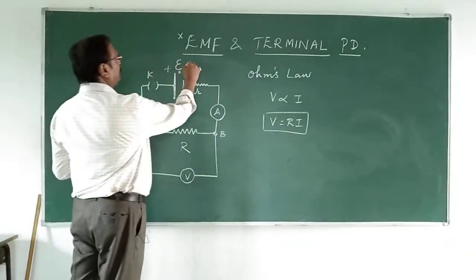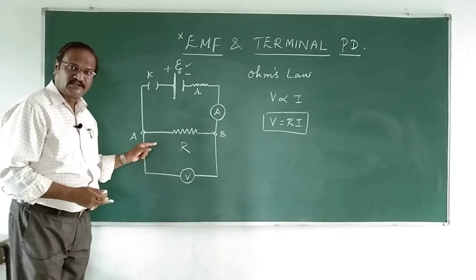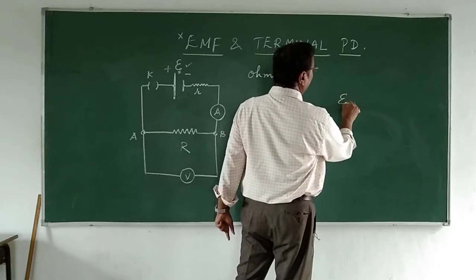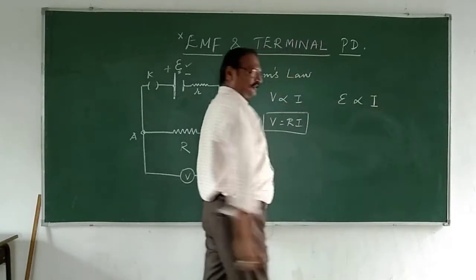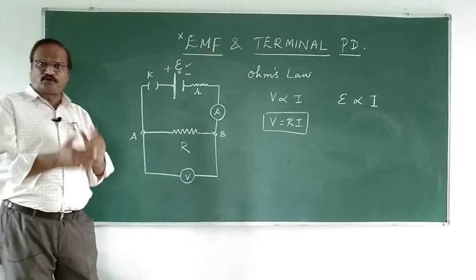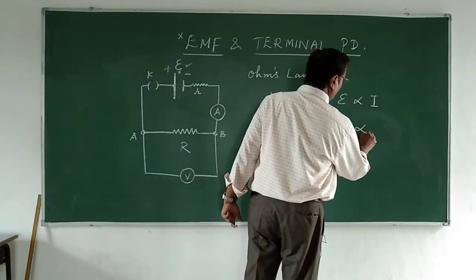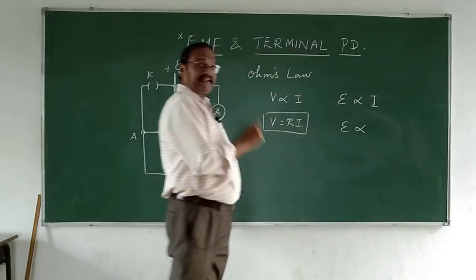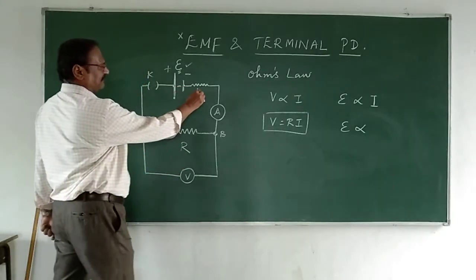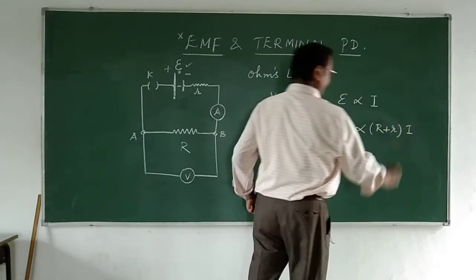Now, we introduce the term called EMF. EMF is when no current is flowing through. When no current is flowing through, then I can write EMF is proportional to current. Don't break it up: electromotive force. No, it is EMF, right? And EMF will be proportional to what? EMF includes the external resistance plus the internal resistance, right? And it will be proportional to R plus small r into I.